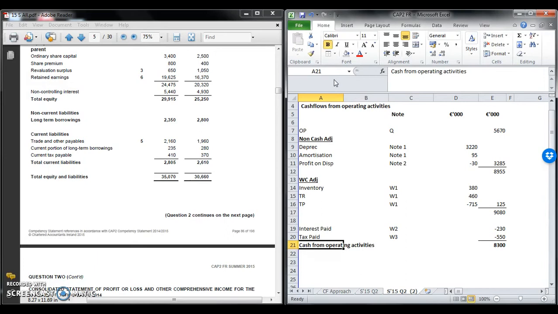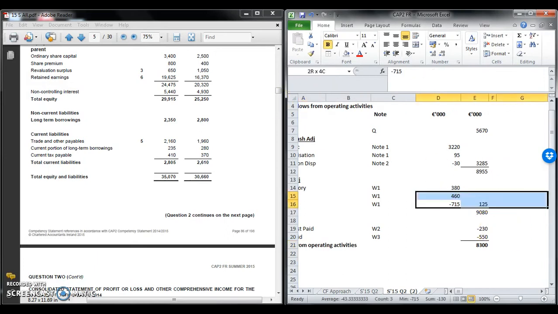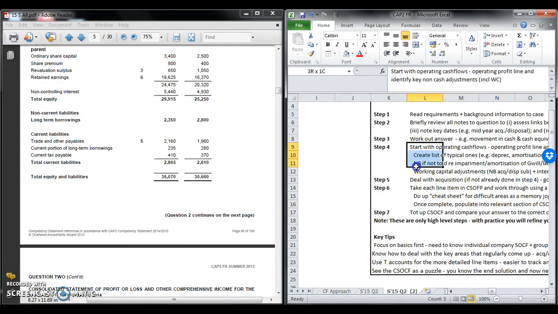So we just put that top and we bold it, and we'll say cash from operating activities. So that's your first section done, your cash from operating activities. So if you go over to the steps, that's the first step 4.